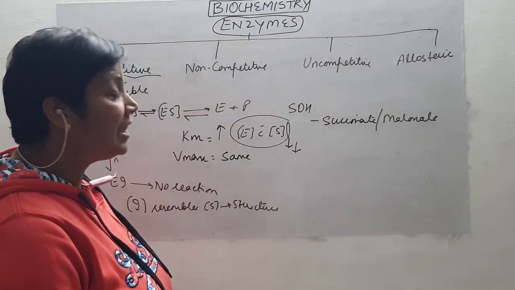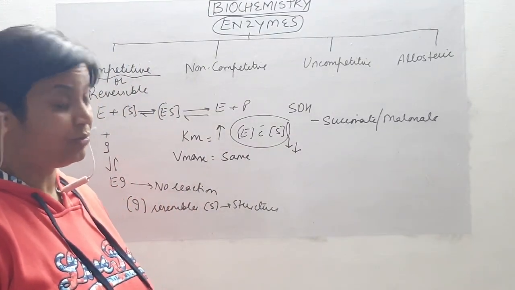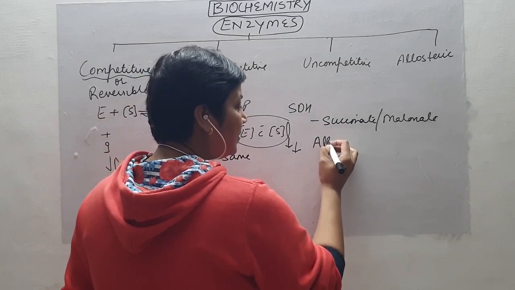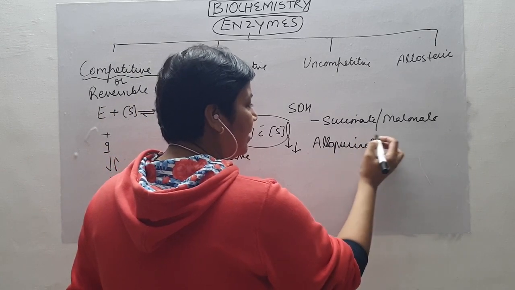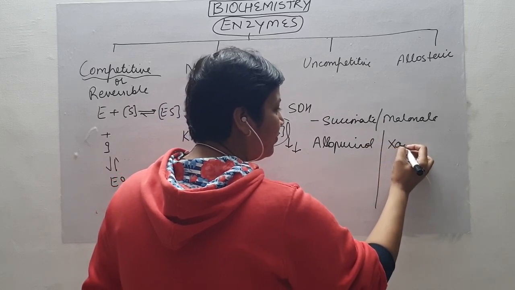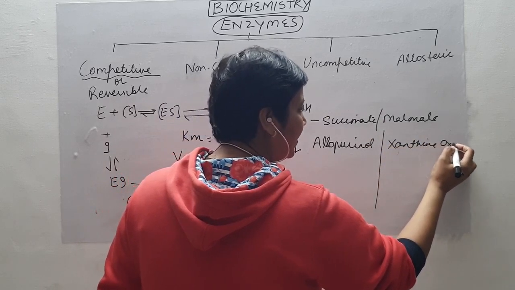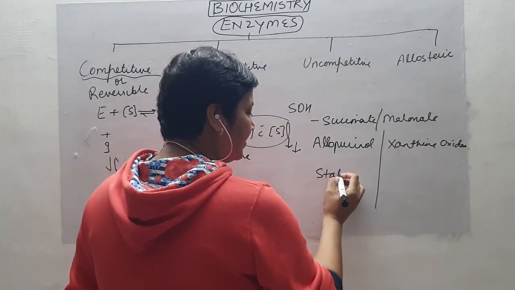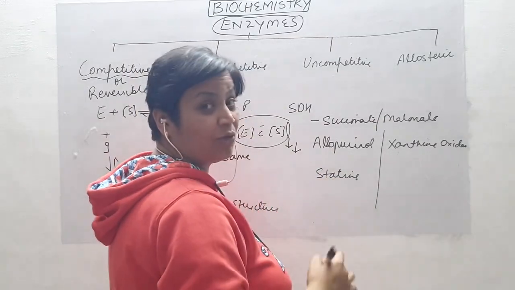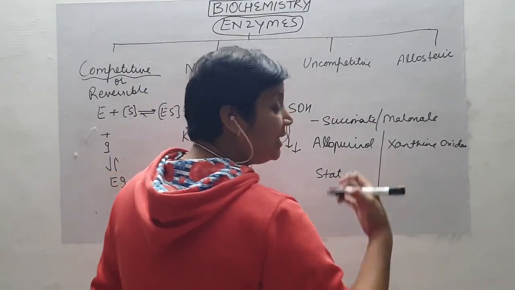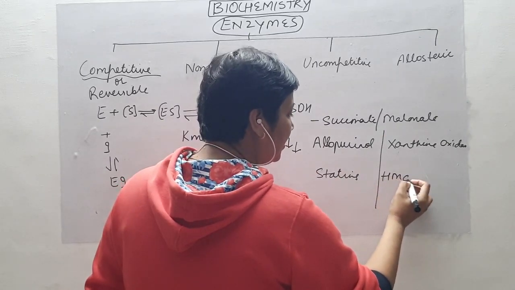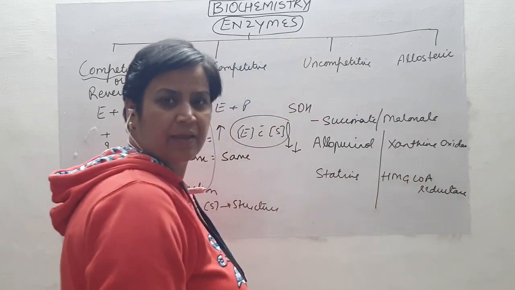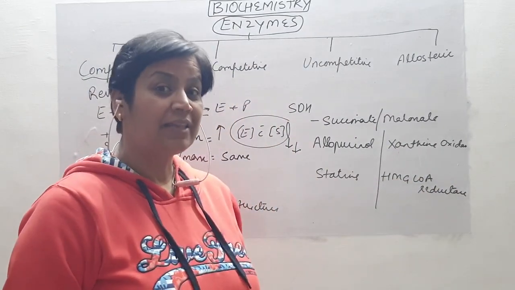Now, there are certain therapeutic uses of competitive inhibition also. For example, allopurinol. Allopurinol is a competitive inhibitor of xanthine oxidase. Similarly, all the statins, which are given for hypercholesterolemia, are inhibitors of HMG CoA reductase. So this is the therapeutic use.